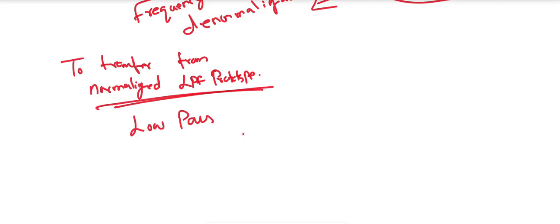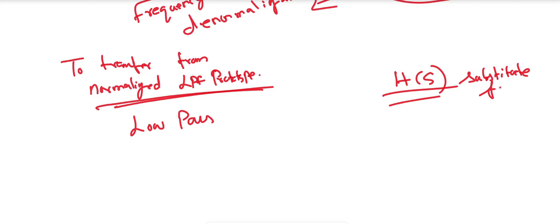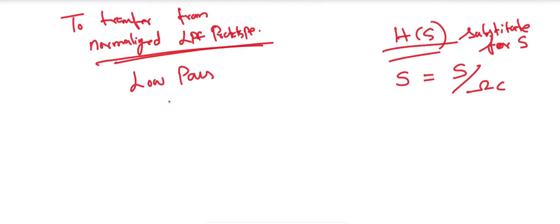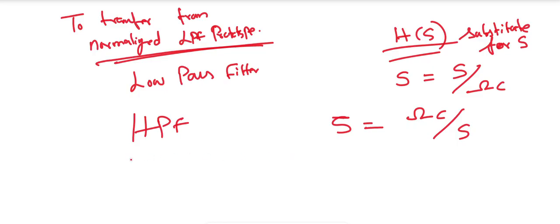In denormalization, for low pass, you substitute in the H of S: put S is equal to S by omega C. Similarly, for a high pass filter, put S is equal to omega C by S.